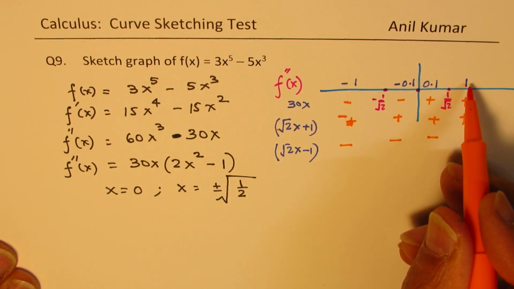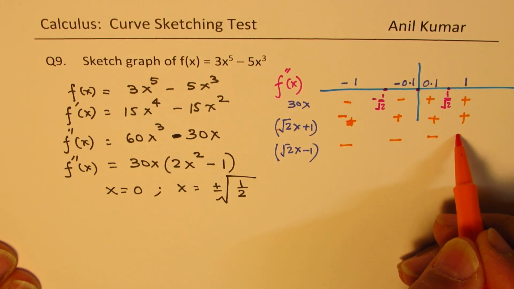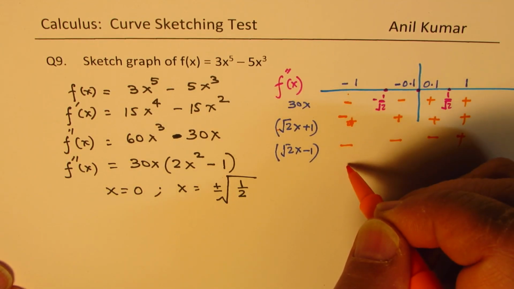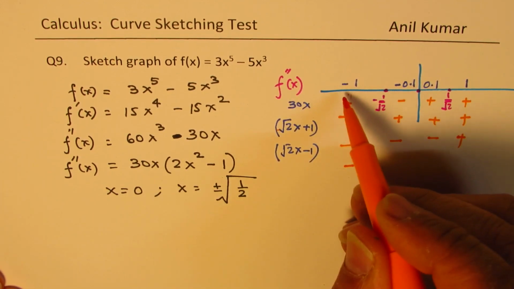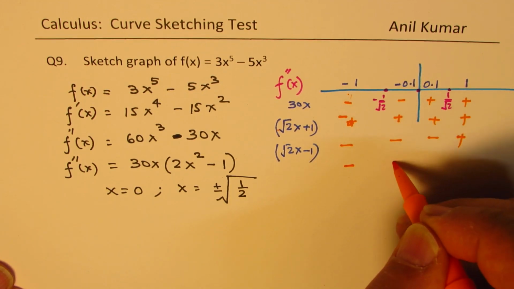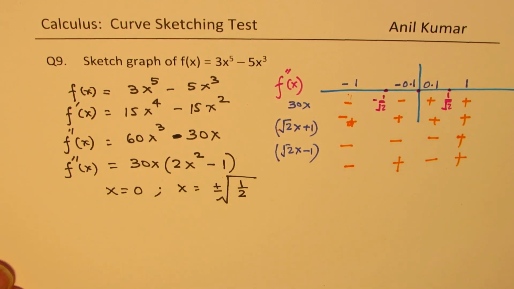And when I write 1 here, in that case, this is going to be square root 2 times 1, which will be positive. So that is how we are going to get the concavity. As you can see, the concavity for the function is, in this case, negative. So in this interval, it is negative, right? On the left side of this it is negative. On the right side of this, negative and negative makes it positive. And then again, you have negative and then you have positive, right? So that is the concavity.